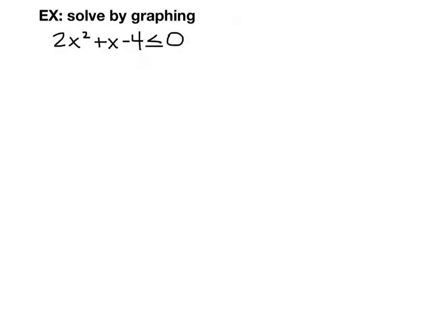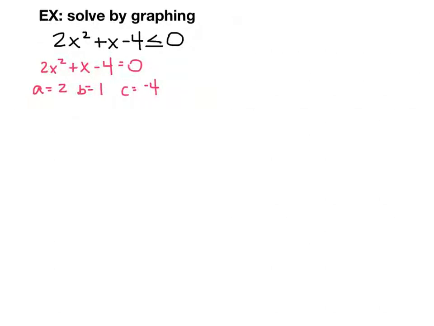The last one we're going to look at is 2x squared plus x minus 4 is less than or equal to 0. We would always try to factor first. I'm going to let you know this one cannot be factored, so I'm going to have to use the quadratic formula. I set these equal to 0: 2x squared plus x minus 4 equals 0. To use the quadratic formula, I need to know what my values are. a equals 2, b equals 1, and c equals -4.